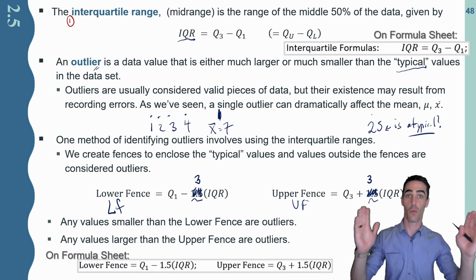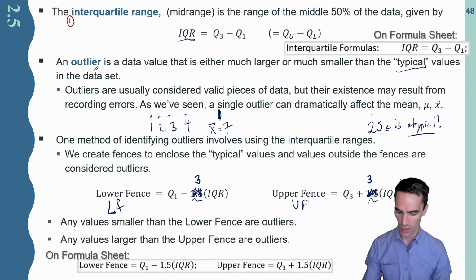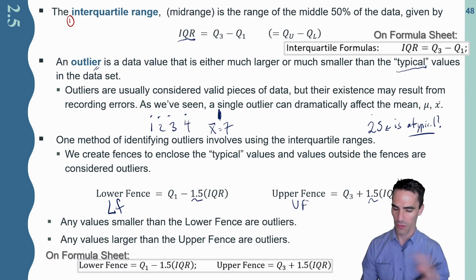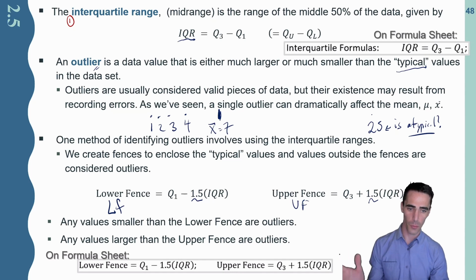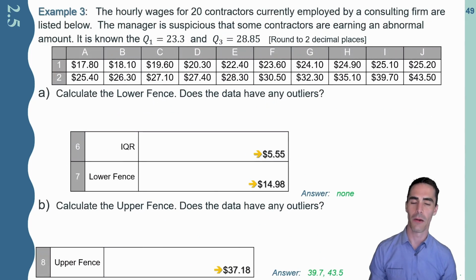would make those fences a bit wider, meaning that we want a wider tolerance for what we consider typical. And so it depends on the book. It depends on the convention that you're interested in. But 1.5, 3, these are kind of the common measures for fences. So this is the formula for them. Let's see them in practice. How can we identify outliers?